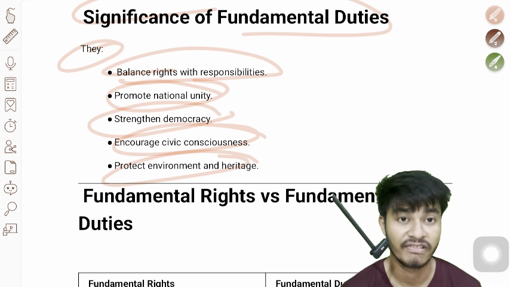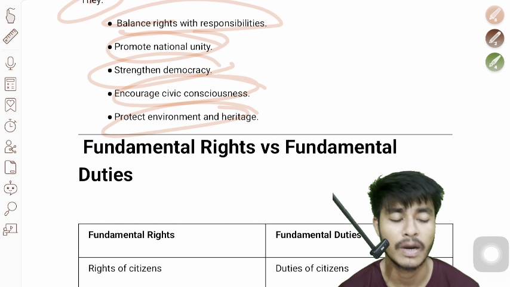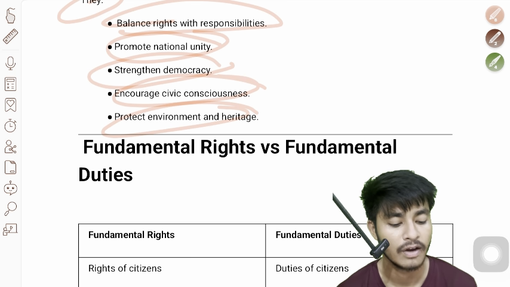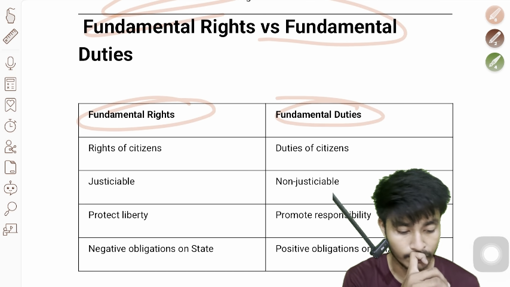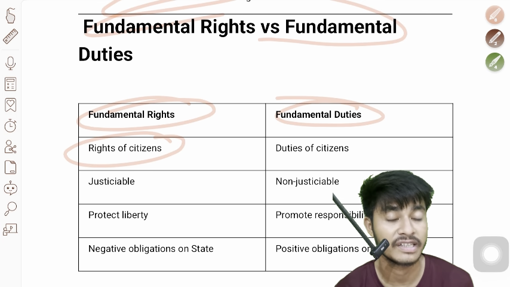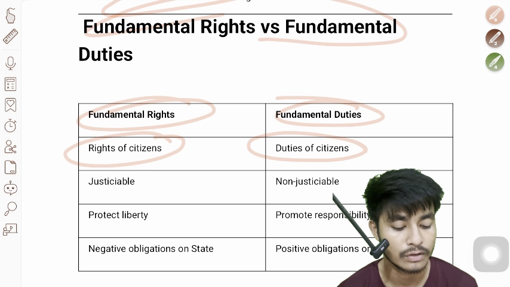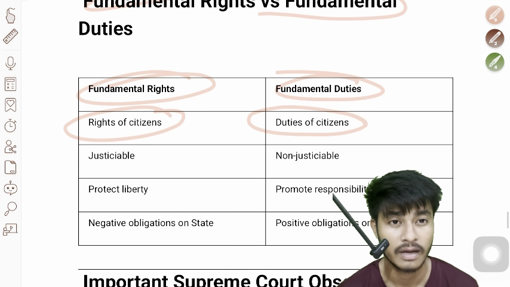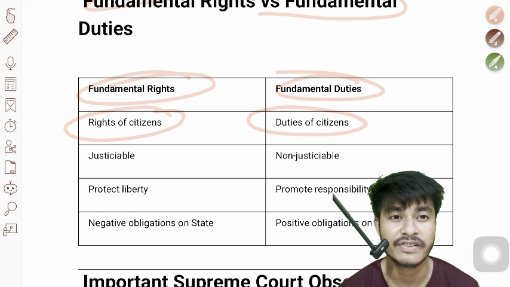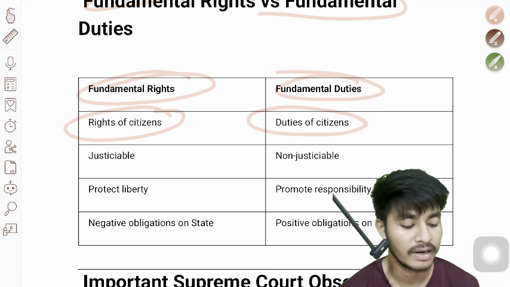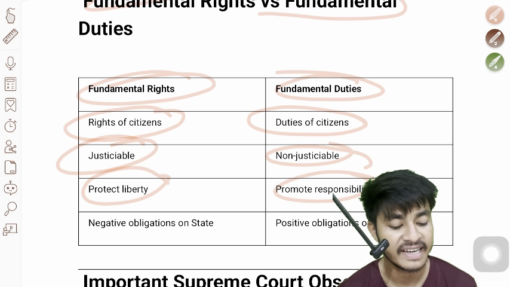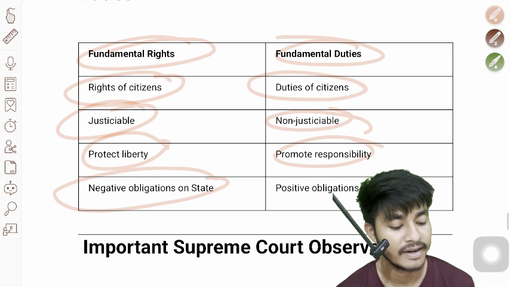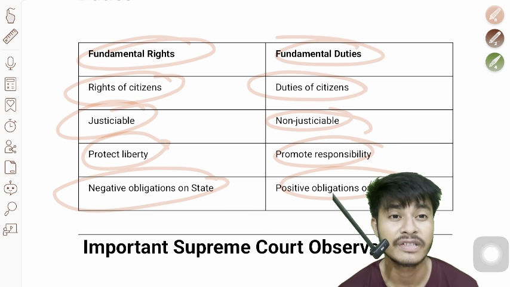So we'll move to the differences between fundamental rights and fundamental duties. So here it is, fundamental rights and fundamental duties. Rights of citizens come under fundamental rights, and duties of citizens come under fundamental duties. Here FR, I am using short forms, is justiciable, and here non-justiciable. Here it is protect liberty, there it is promote responsibility, and here it is negative obligation on the state, and here it is positive obligation on citizens.